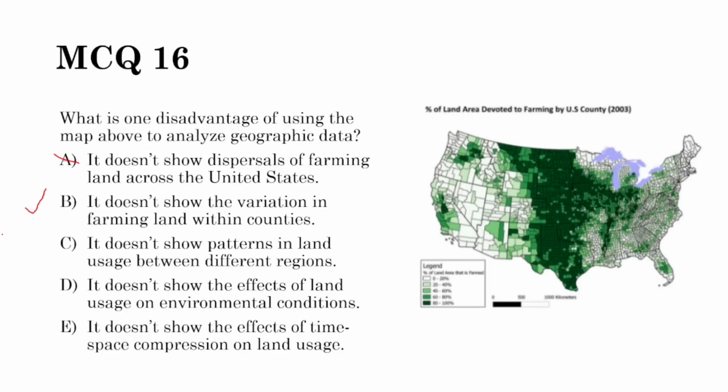C, it doesn't show patterns in land usage between different regions. Yeah, that's exactly what this map shows. That's exactly what this map is showing here. We're looking at land usage and we can compare different regions through the clusters and dispersals. So that's going to make C incorrect.